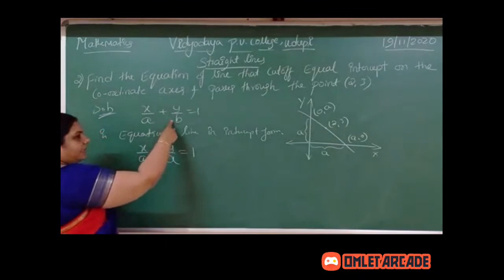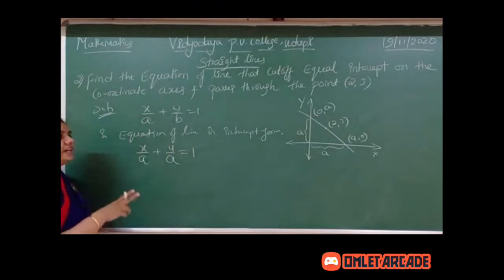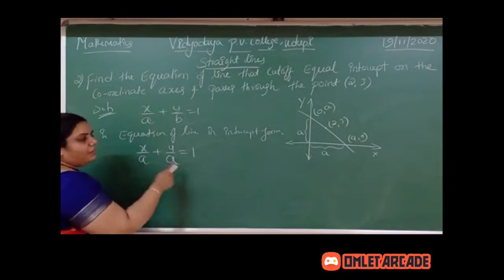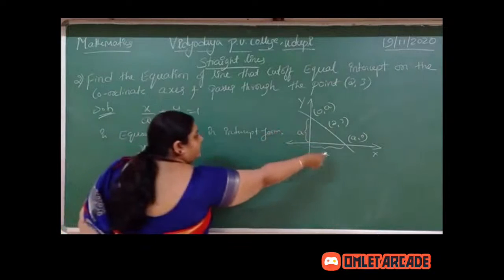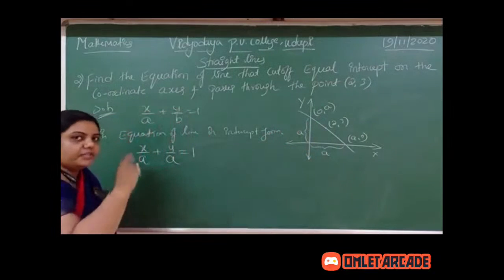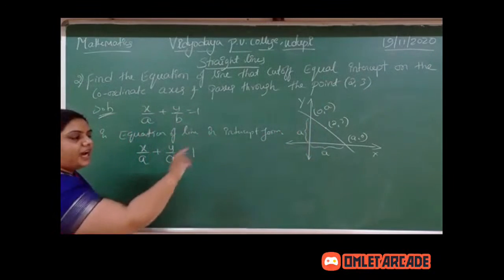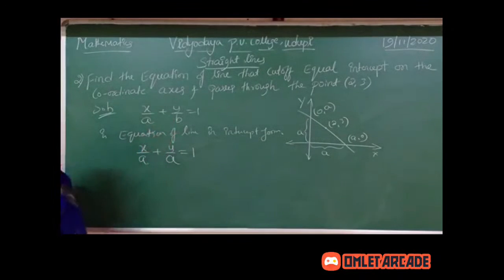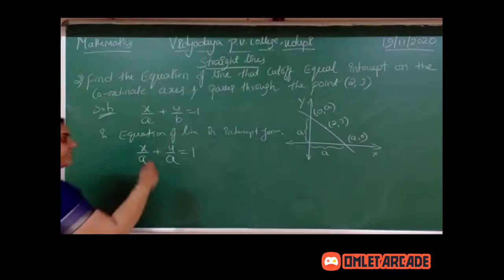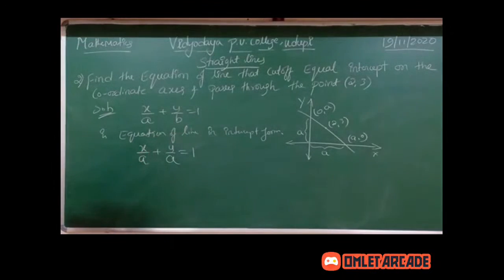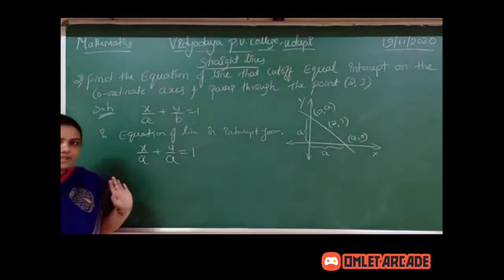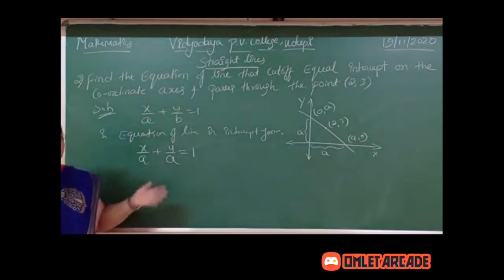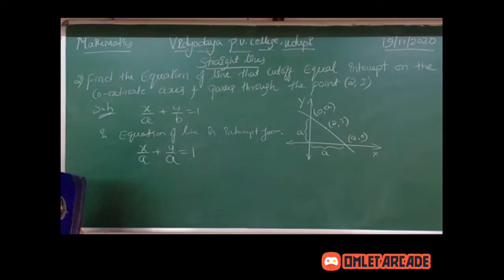I mean, instead of taking two different intercepts, let me take the same intercept. Because see, from the question, intercepts are same. So instead of taking A and B separately, can I take A? So now this is the equation, isn't it? Equation of that particular line. Now I need to find A value here. Once you get A value, then you will get the final equation, isn't it?